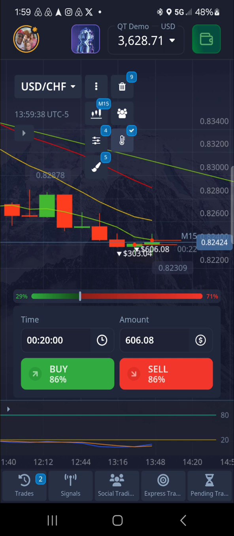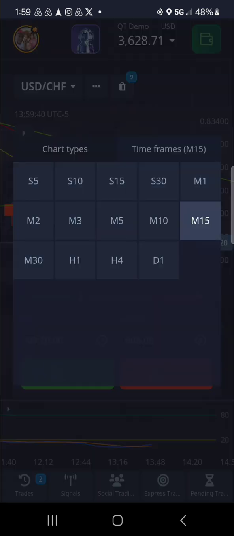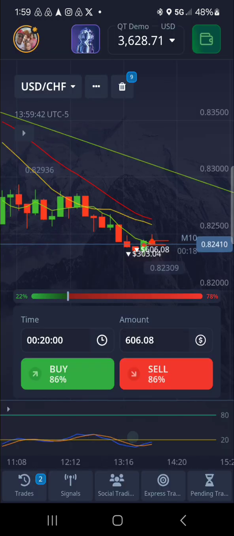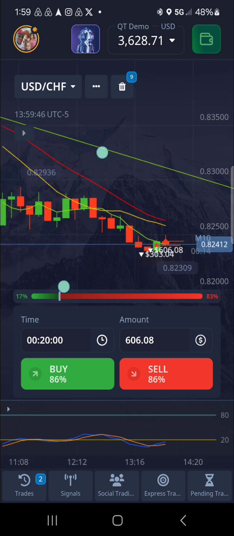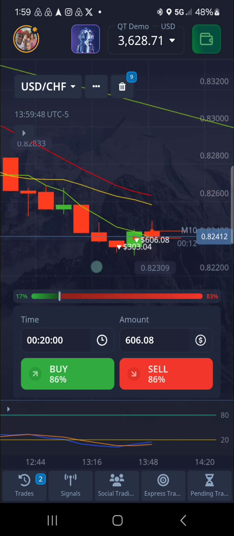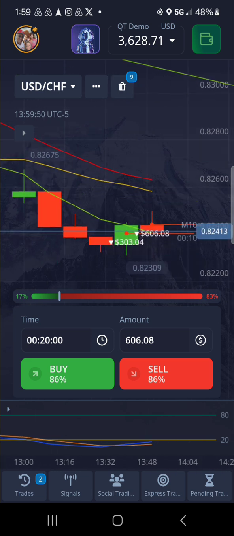I'm going to go back to the 10-minute chart. You can see it a little bit better on the 10-minute chart. Probably even better on the 5-minute chart, but I just want to go on the 10-minute chart and see what happens. This 10-minute candle is about to end, and it looked like that one ended in red. So let's see what this one ends in.